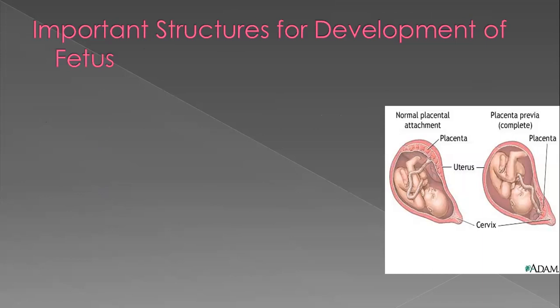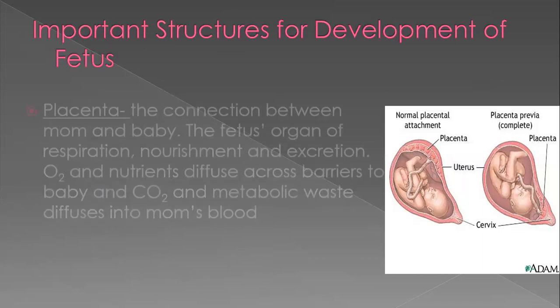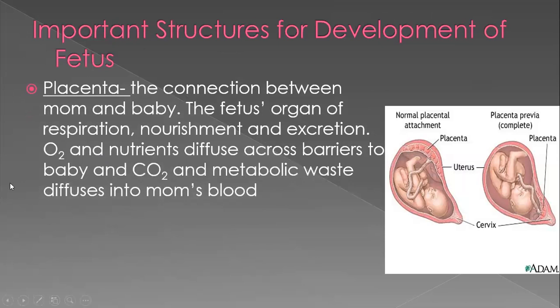So here are some important structures for development of the fetus. The placenta is the connection between the mom and the baby. The placenta is the fetus's organ of respiration, nourishment, and excretion. So the mother is supplying oxygen to the baby through the placenta. She's supplying nourishment like vitamins and nutrients through the food she eats to the baby through the placenta. And then excretion, the placenta is absorbing waste and getting rid of it from the baby.